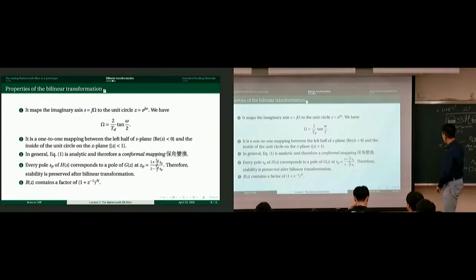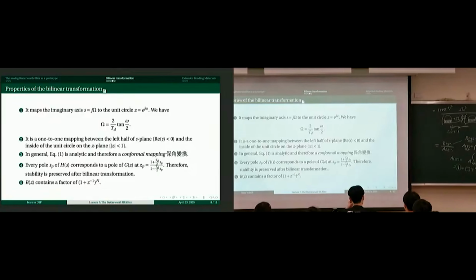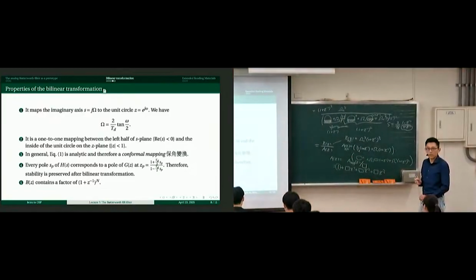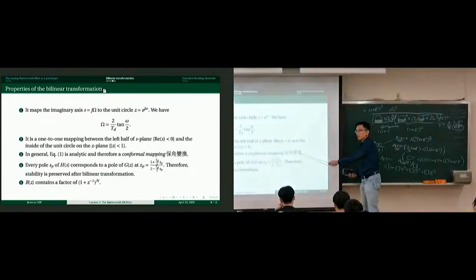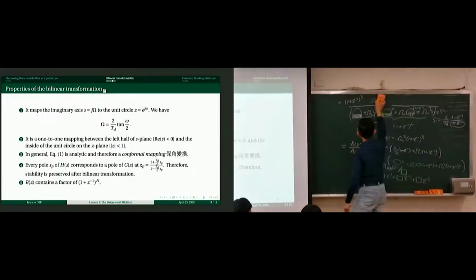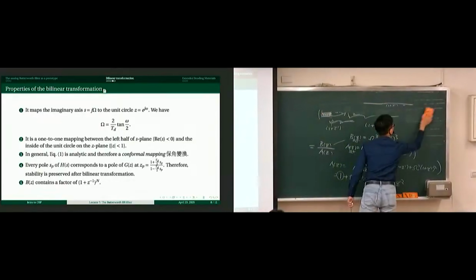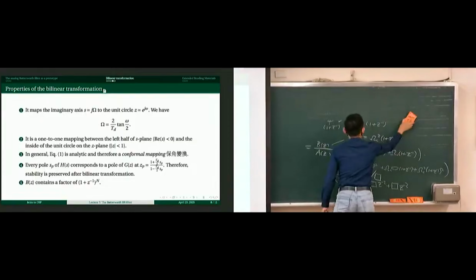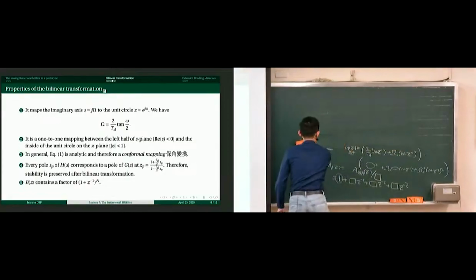Conformal mapping, have you learned that? Have you learned the concept of conformal mapping? Have you heard of it? Conformal mapping in Chinese is 保角变换. It means that somehow the angle is preserved. Literally, 保角嘛，保持角度, the angle is preserved. In what sense? In the sense that, imagine if you have two vectors.